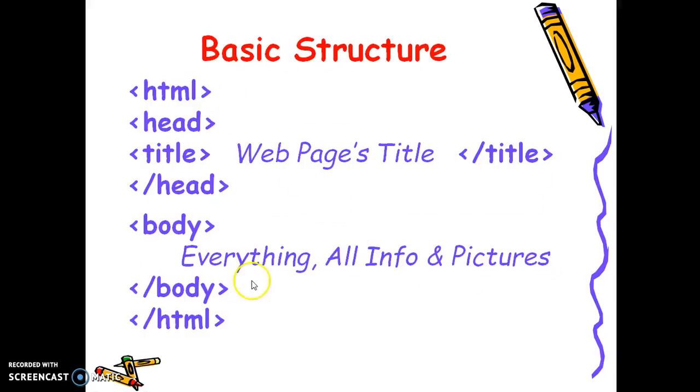Here there is a basic structure. Here you can see HTML, then next is head, then title. In title there is a web page title. This is the title and here there is a closing of title. Here there is a closing tag of head, then body. In body there is all the info and pictures. Here there is a closing of body and here is the end of the HTML.